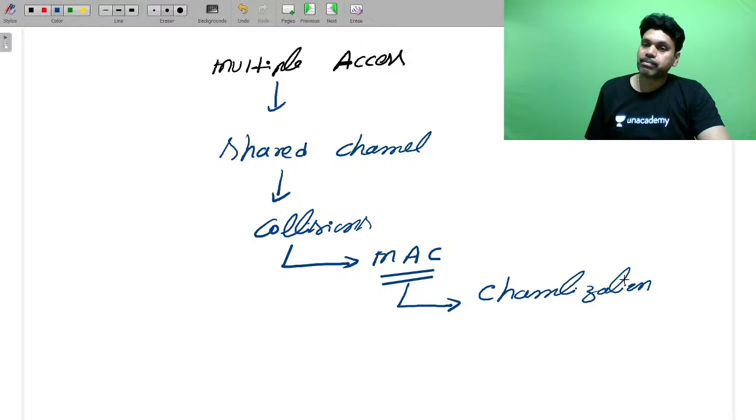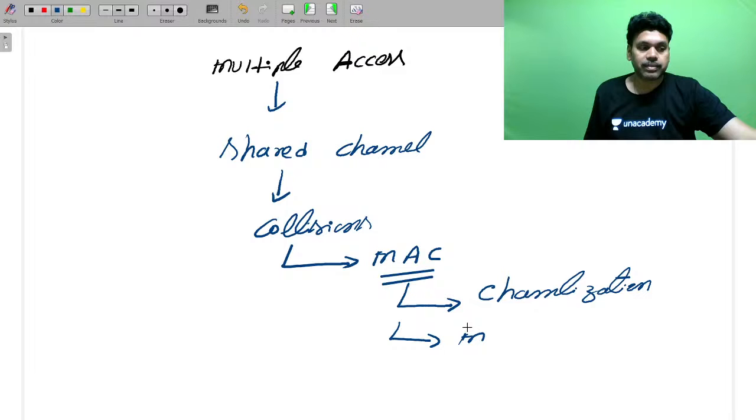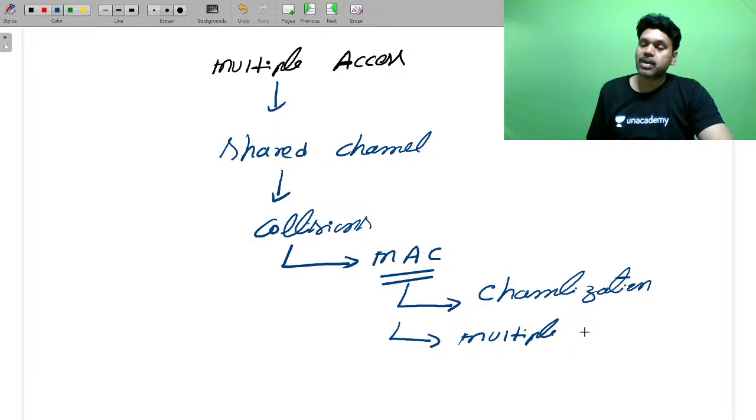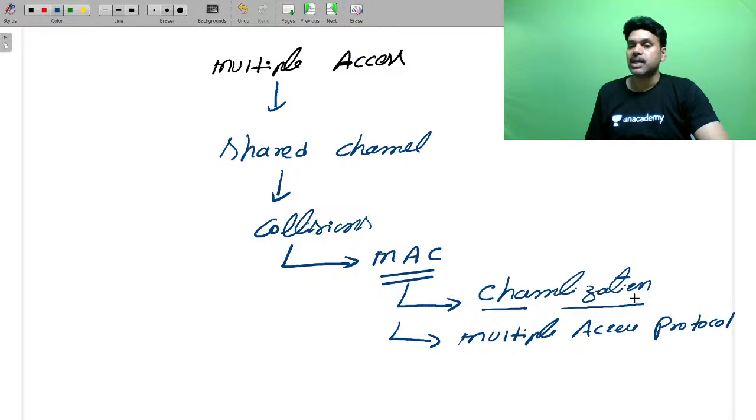The other one is multiple access protocols. These multiple access protocols we are going to learn in the upcoming session, and today's session is only channelization.